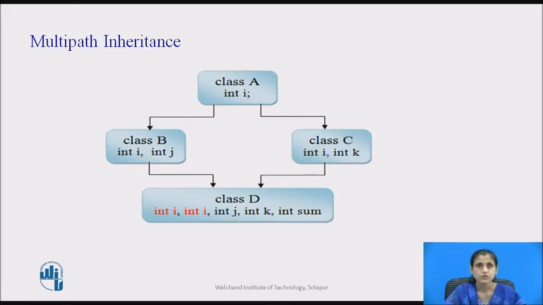All the public and protected members of class A are inherited into class D twice, once through class B and once again through class C. This means that class D would have duplicate sets of the members inherited from class A. In this diagram, I is inherited in class D twice, once through class B and then through class C. It is shown by red color. This introduces ambiguity and should be avoided.